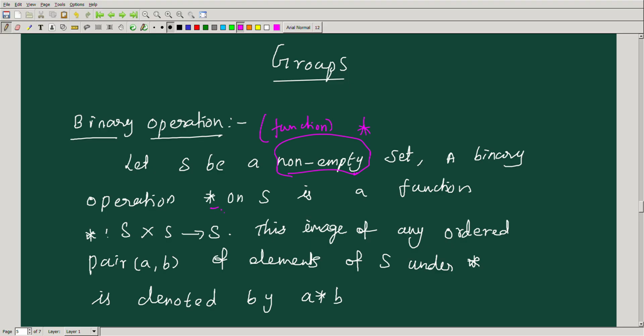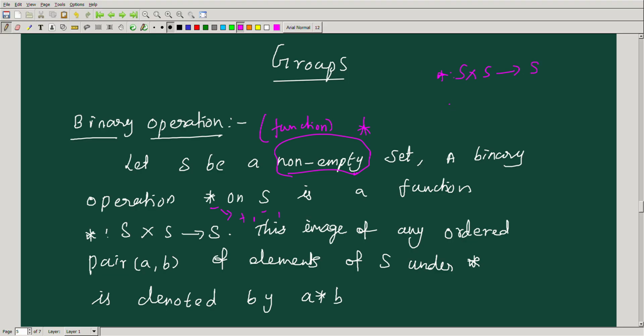Binary operation means any mathematical operation. It contains plus, minus, whatever it is. All mathematical operations here are denoted by star. The thing is how to denote the binary operation star: S cross S to S. This is what a binary operation is.